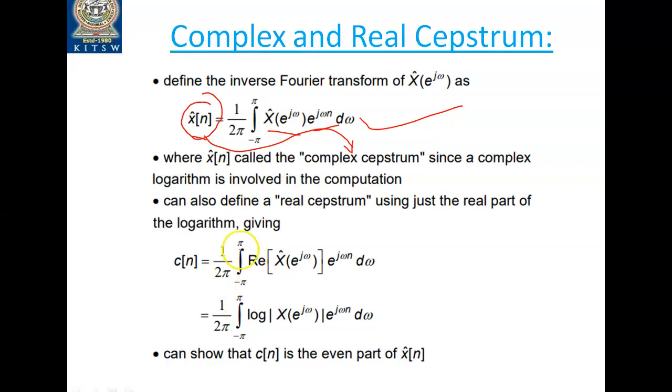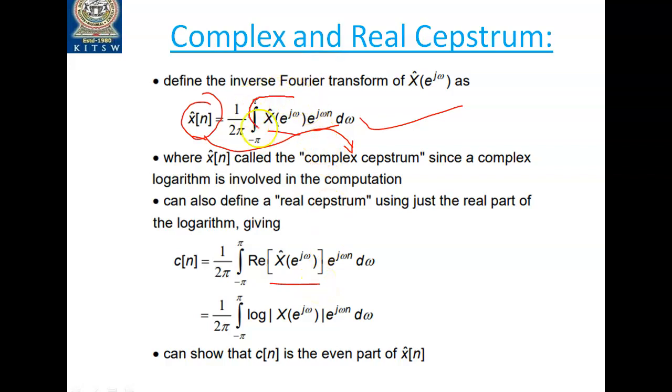And we can also define this as a real cepstrum, but using only the real part of the logarithm. So when you take only the real part of that, then we are calling it a real cepstrum. Now, how we can write the mathematical expression is c of n equal to 1 upon 2 pi integration minus pi to pi, the real part of x cap of e power j omega.